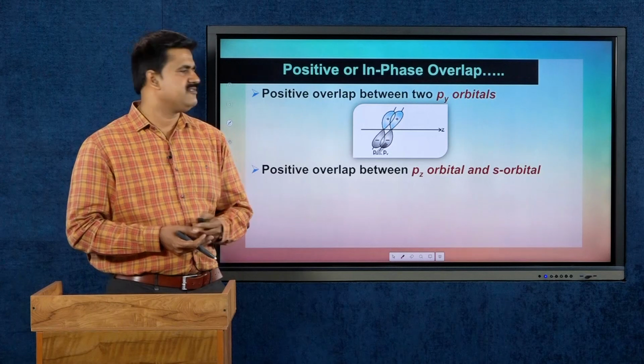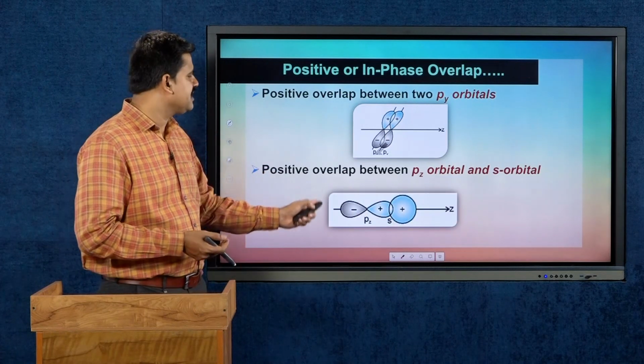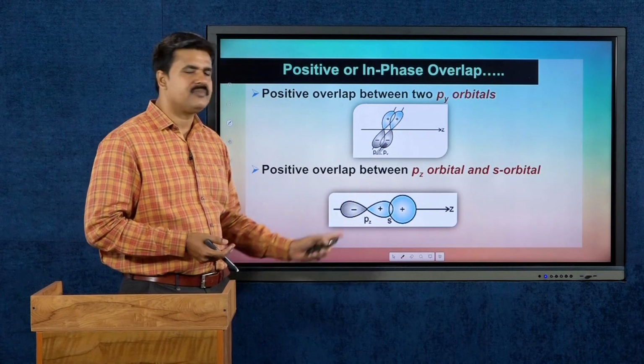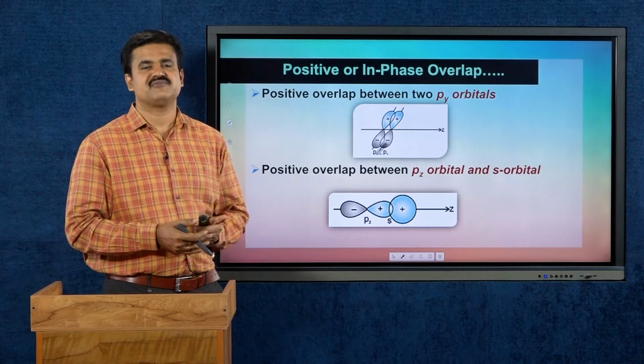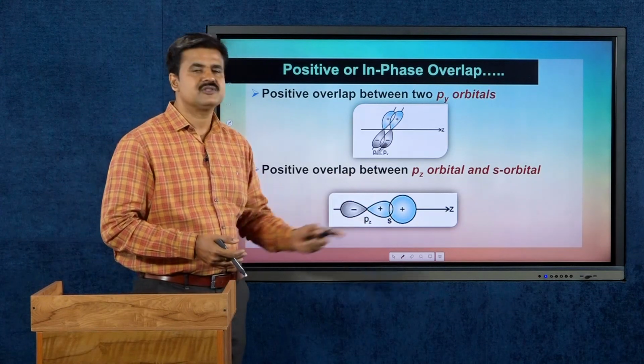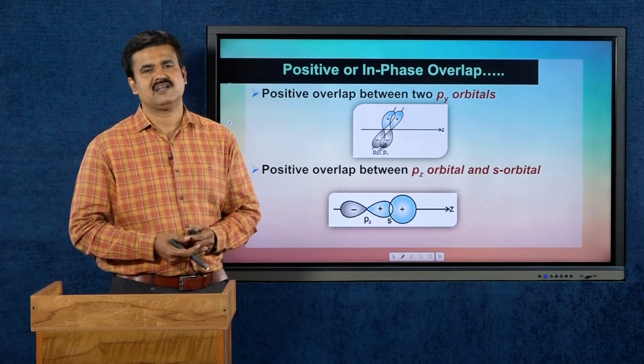Positive overlap between a pz orbital and s orbital is also shown here. Pz orbital is associated with two parts, a negative part as well as a positive part, which represents its phase. The positive part overlaps with the positive part of the s orbital. So, this is a positive overlap.